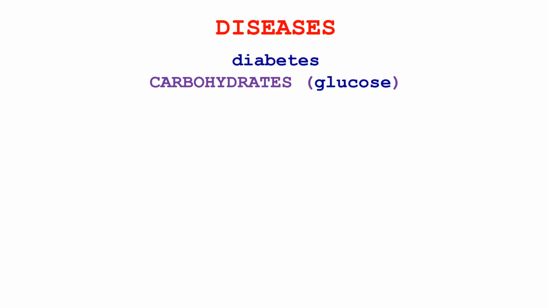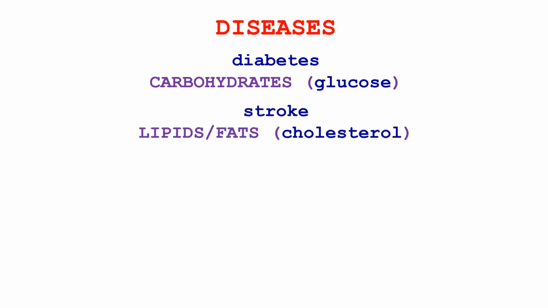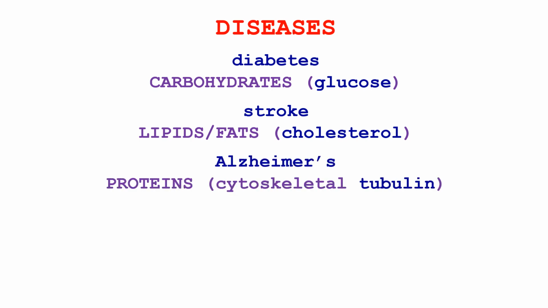Alright, so let's talk about some of the diseases that are caused by having too much of these biomolecules of life. If you have too much carbohydrates in your diet, too much glucose, that leads to diabetes. If you have too much lipids or fats in your diet, that leads to stroke. And in the case of Alzheimer's disease, it's caused by a protein that doesn't have the proper shape. And because this protein doesn't have the proper shape, it cannot do its function.